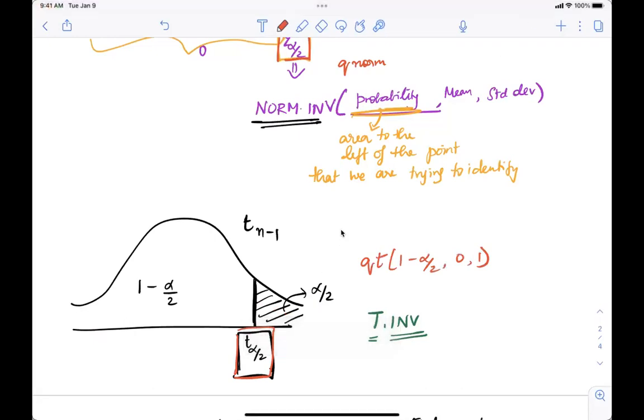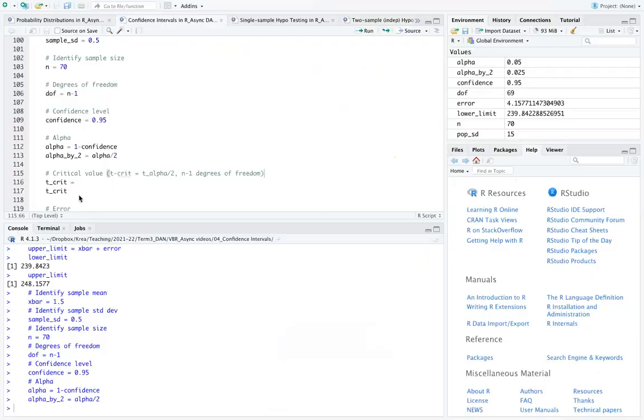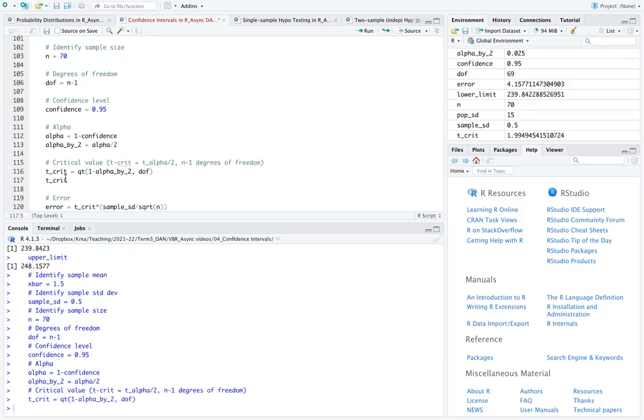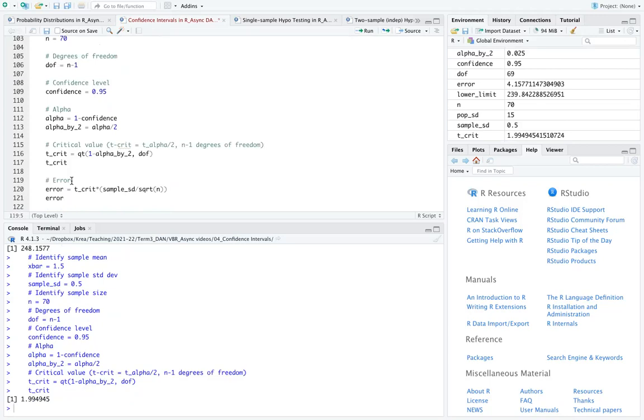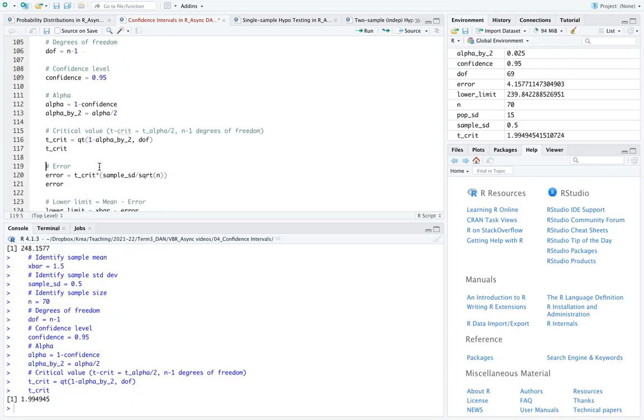So going back to R. I'm going to call this the t critical value. So this is just qt, where the probability is given by 1 minus alpha by 2. The second argument is degrees of freedom, which we have defined as DOF. And it's enough if we just fill in these first two arguments. We don't need to worry about the others. So let me run this. And let's look at the t critical value. The t critical value is 1.9949. And this also matches what we saw in Excel earlier.